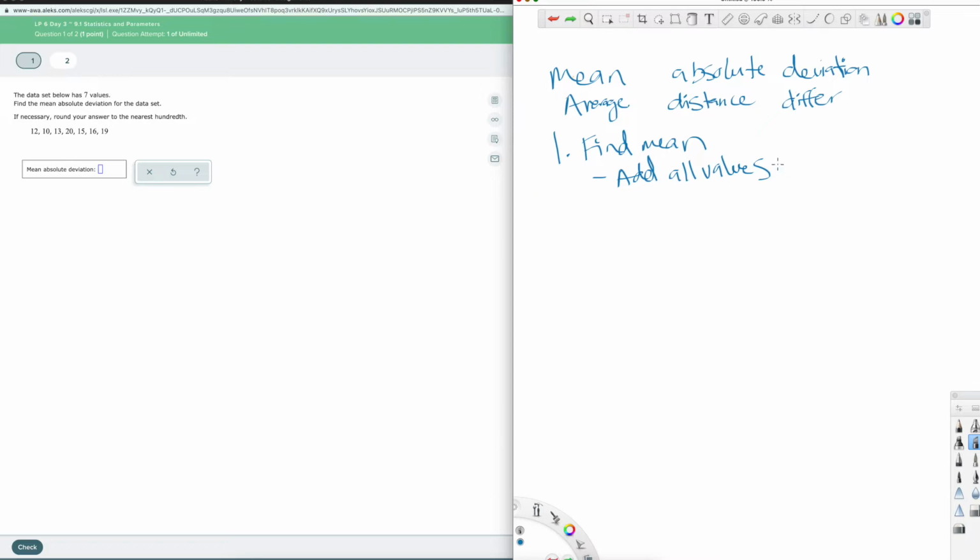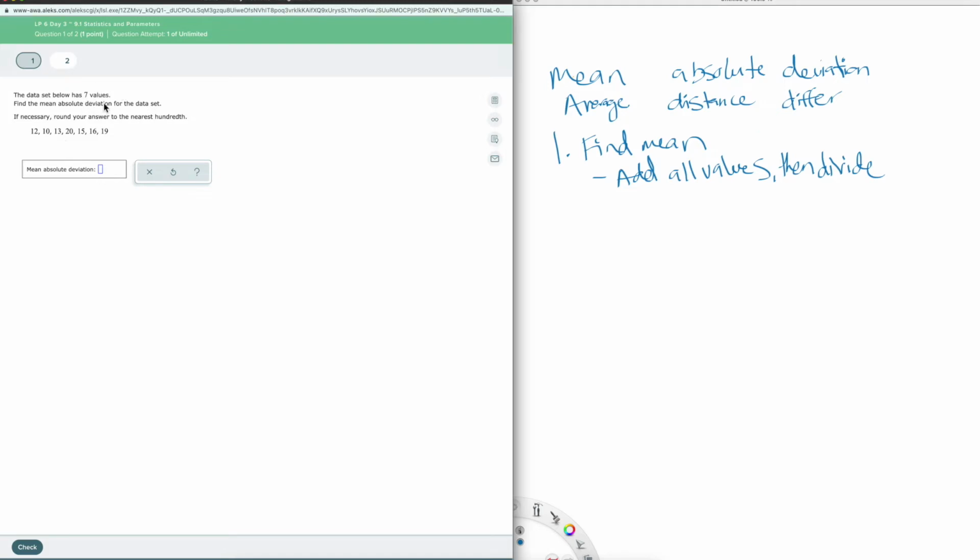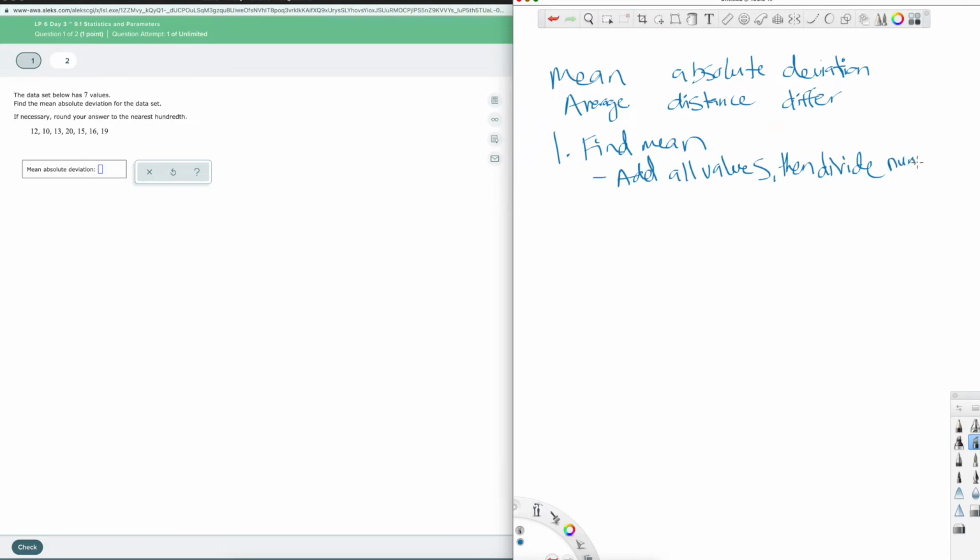I'll say then divide by the number of values there are. So I can count them here, but I can also see it tells me there are 7 values. So I know there's 7 numbers, 1, 2, 3, 4, 5, 6, 7 values within this data set. So divide by the number of values in the set or data set.